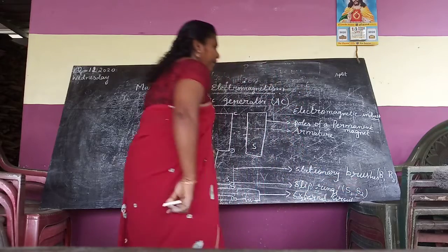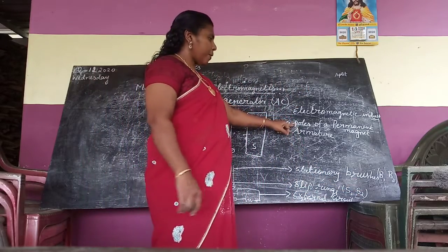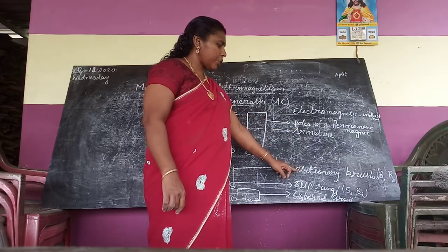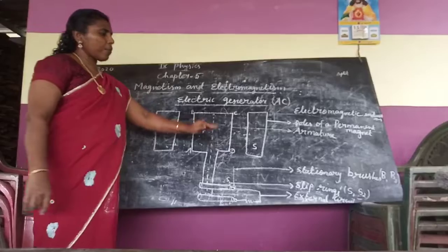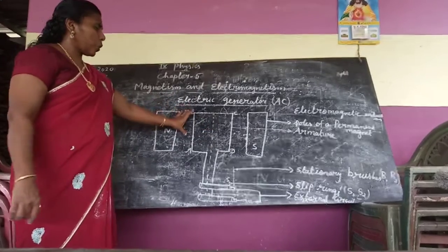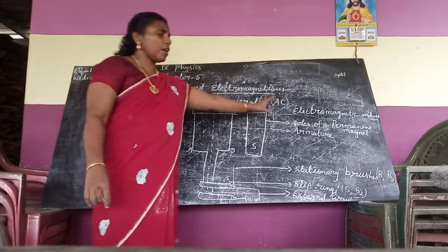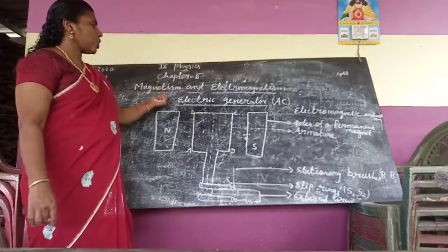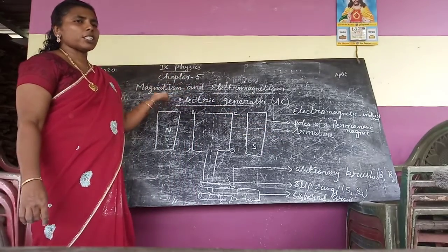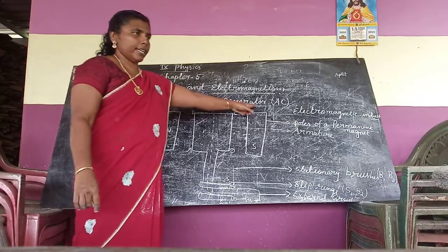External circuit. So what are the parts? Poles of a permanent magnet, armature, stationary brushes, slip rings, and external circuit. These five parts you have to mark. You should draw the diagram and mark the parts. Now we have learned the construction of an electric generator.